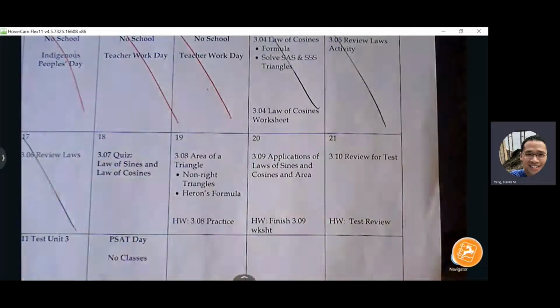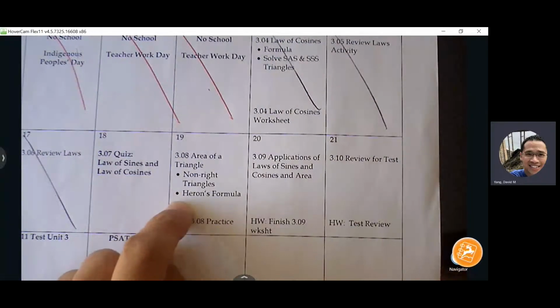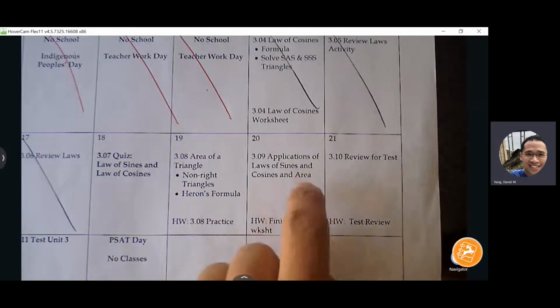We have one small topic to cover, and that's area of a triangle. We just have some formulas that we have to apply. They're pretty easy. I think we'll get through it today without any issue.